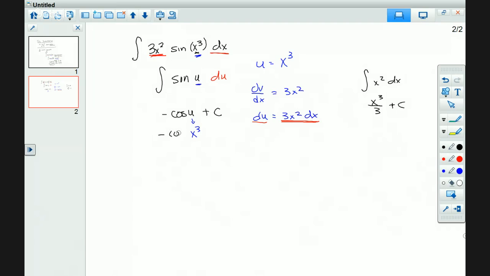So negative cosine. I don't understand why. How about we stop? I think it was C when we do this. If you have integral limits, we'll deal with that tomorrow, but do substitution.